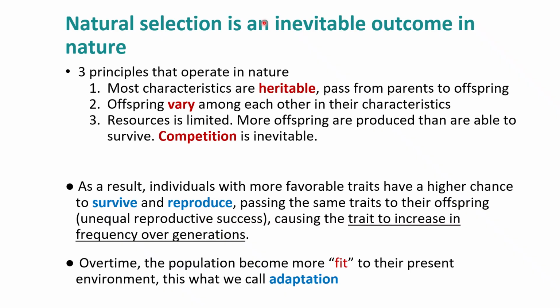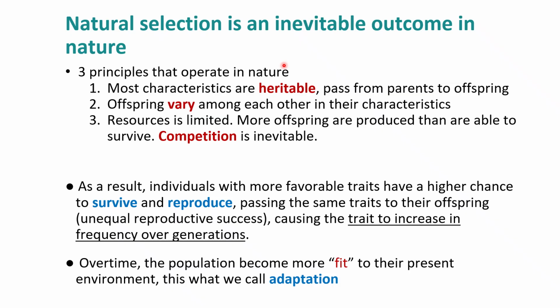And then our third and last principle about how nature operates is that resources are always limited. And a population usually reproduces more individuals than the habitat can sustain. So that means that competition is inevitable. Individuals with different characteristics within a population have to compete against each other to survive. And whoever has the more favorable traits for that particular environment that they're living in has the higher chance to survive and therefore reproduce. Hence the saying, survival of the fittest, right?